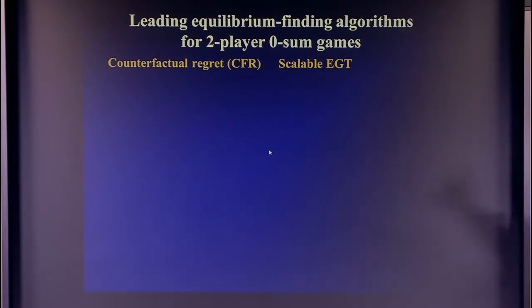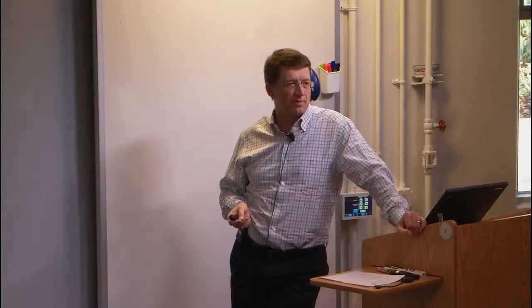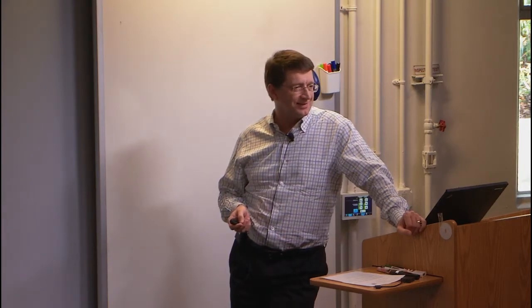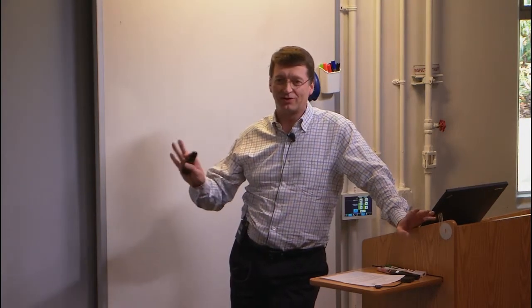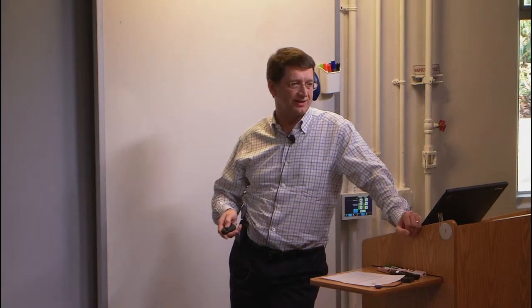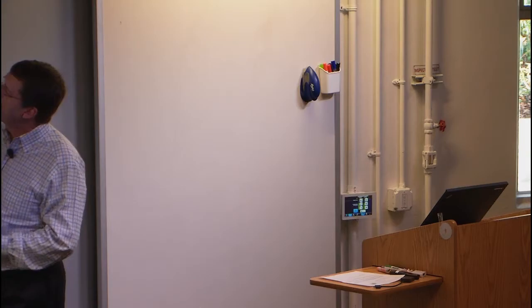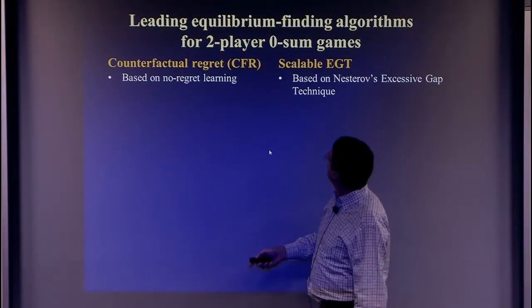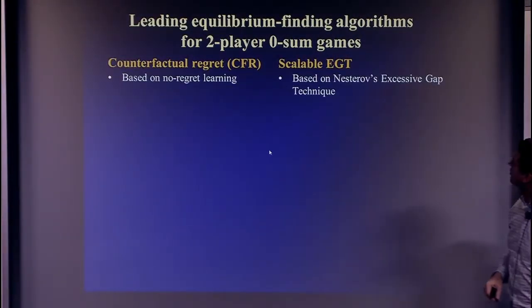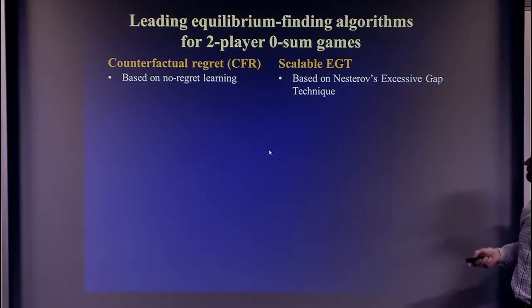So the leading equilibrium finding algorithms are for two-player zero-sum. There are really two families that are totally different from each other, but they have selective superiority. So it's kind of amazing that they're at the same level, although they're totally different and have totally different strengths and weaknesses. Counterfactual regret minimization is based on no-regret learning. This is based on Nesterov's excessive gap technique.